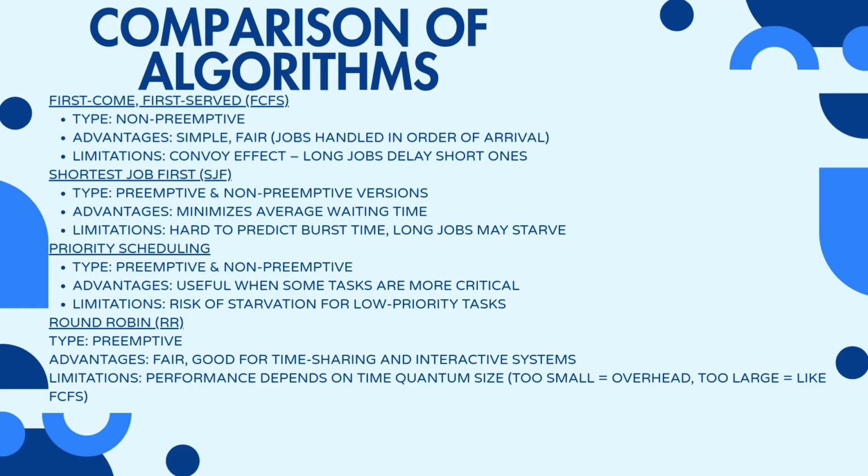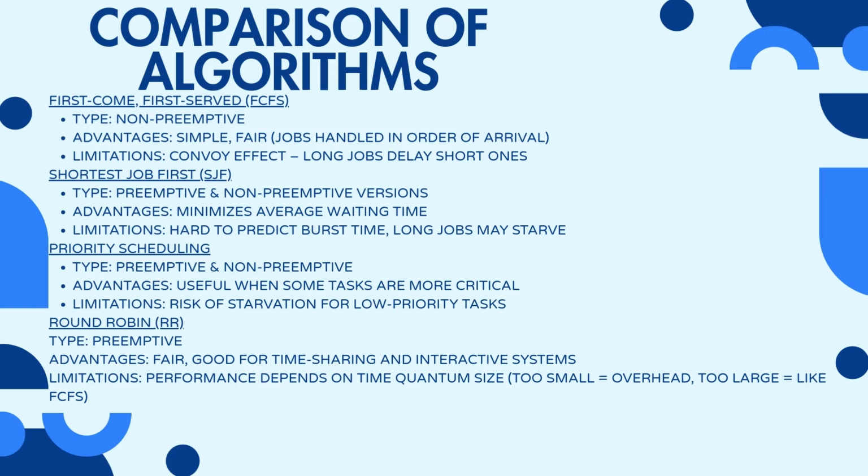In shortest job first, we run the shortest task first. This minimizes average waiting time, but it can be hard to know in advance how long a process will take, and longer jobs may get ignored. Next is priority scheduling, where processes are given priorities. High priority jobs finish earlier, which is great in critical conditions, but low priority jobs may starve if new high priority ones keep arriving. Finally, there is round robin, which is very common in modern systems.